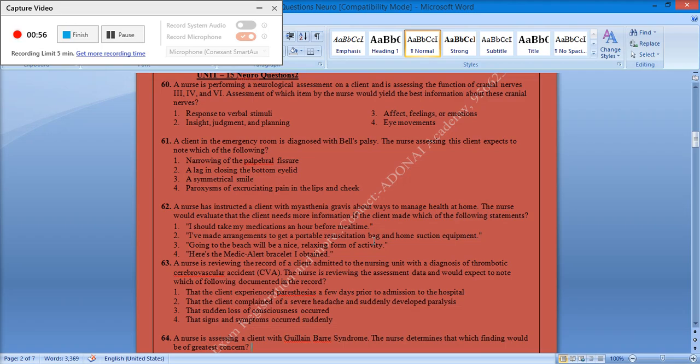The correct answer is 2. A lag in closing the bottom eyelid.